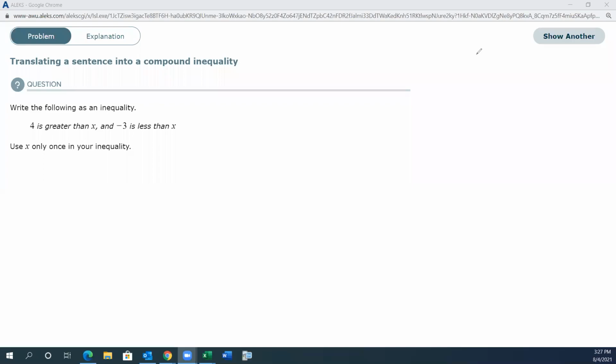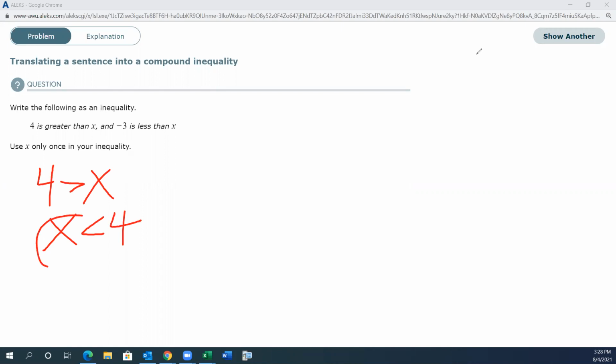Okay, let's talk about inequalities. So we're going to translate from English to math, just like in any old word problem. And it says 4 is greater than x. Now you can rewrite that like this if you want. It'd be the same thing.